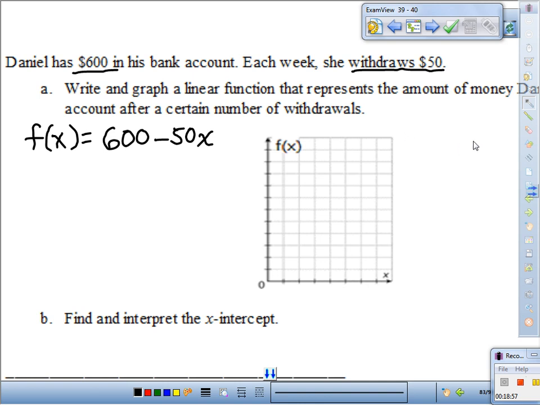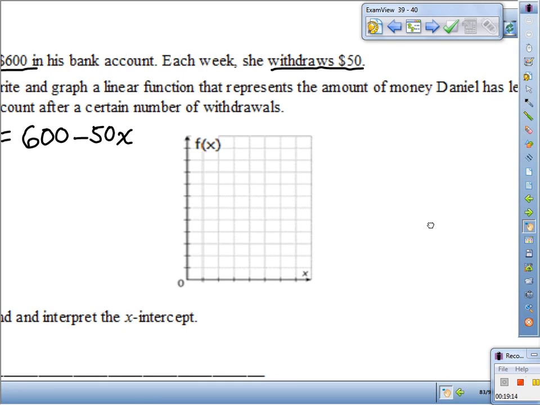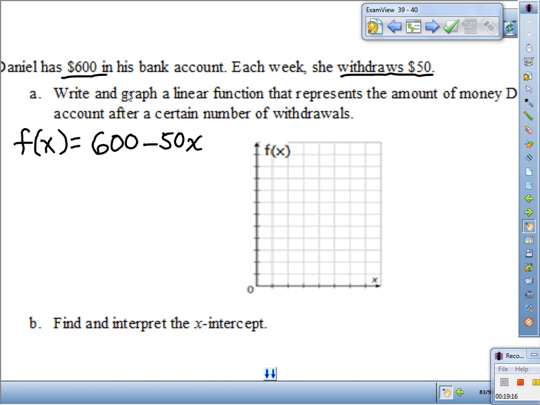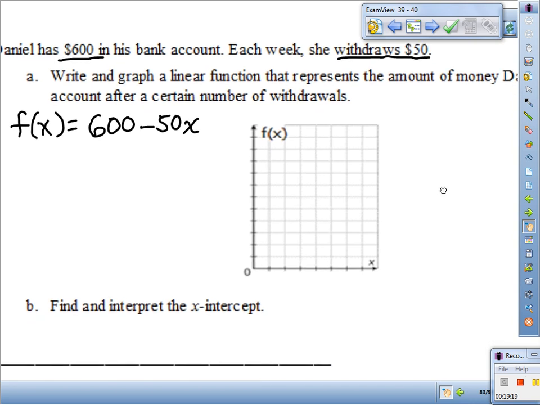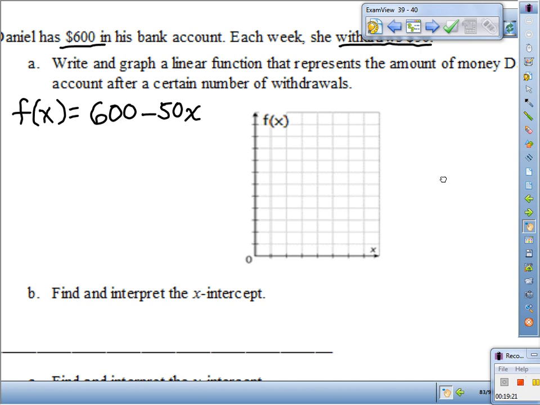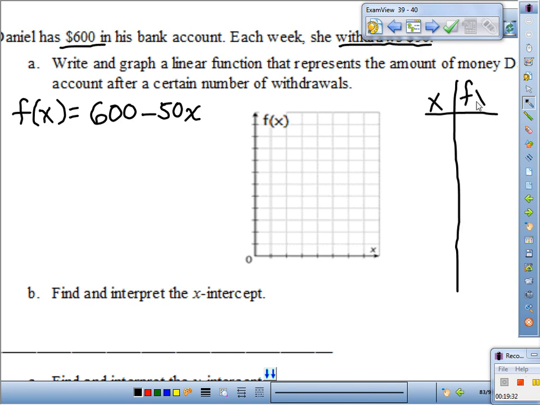All right. Then it says, and graph the linear function. Let's graph the linear function. Now, to graph, we can actually make a table. X, f of x. What other way do we know how to graph? Yes? Okay.